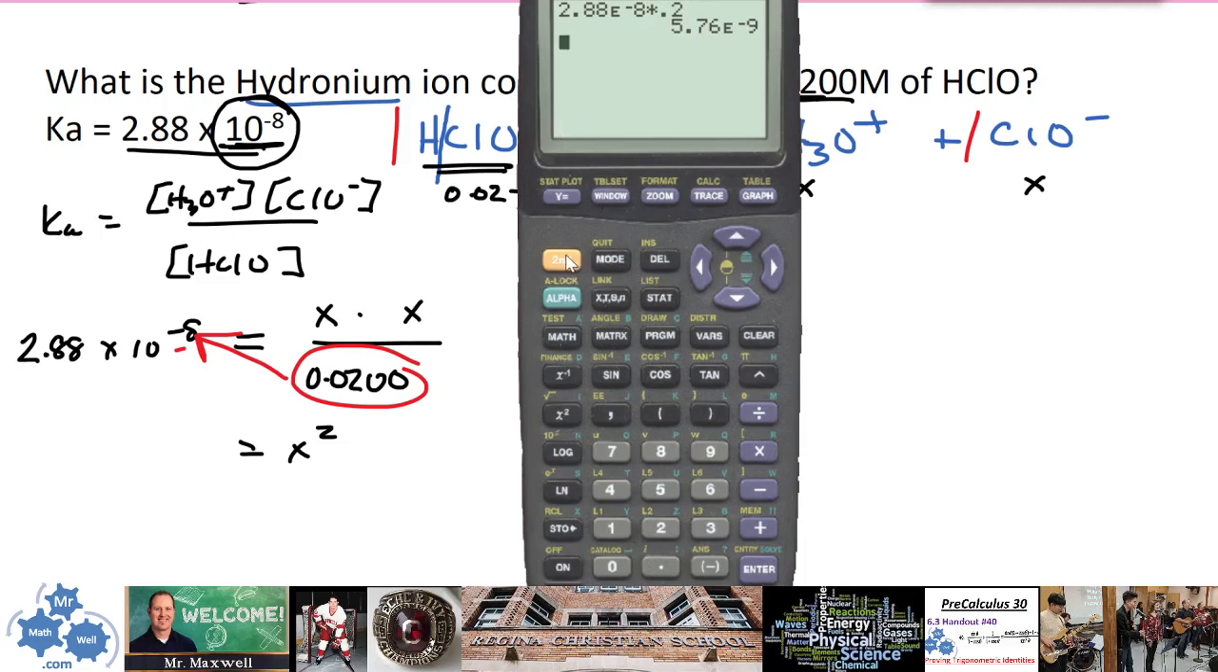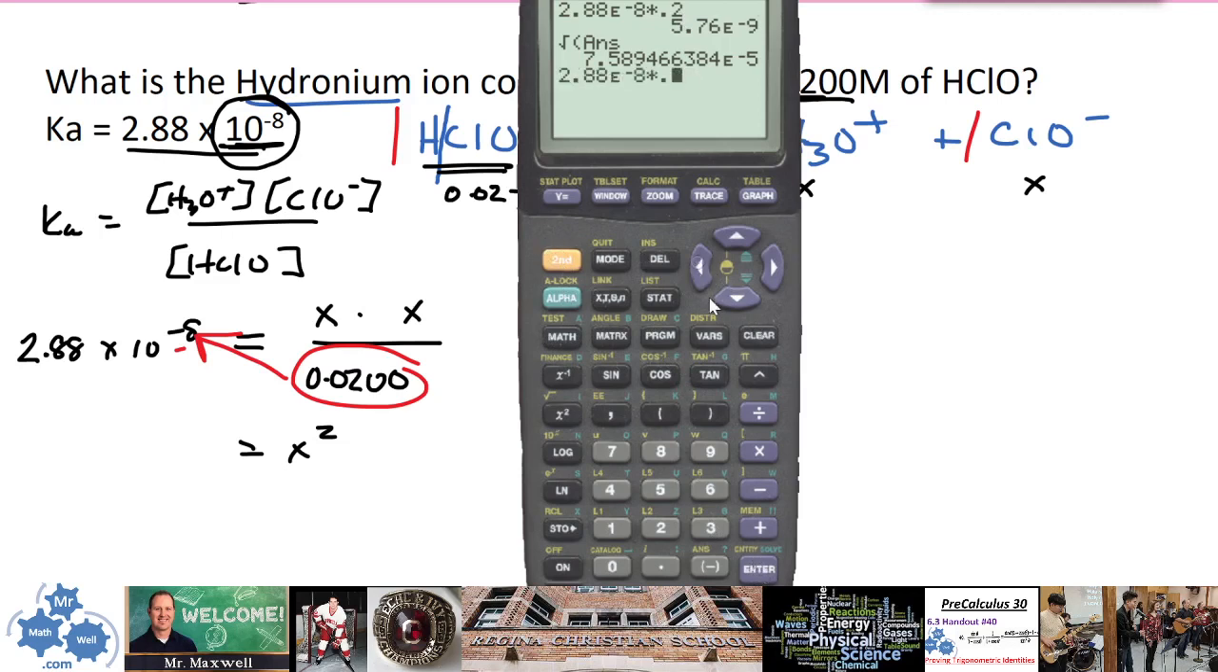And we're going to take the square root of that, aren't we? The square root of the answer. 7.589 times 10 to the negative 5. Did you get that for an X value? Oh, it's 0.02. I just put 0.2. Thank you. Let's try that again. Yeah, good call.